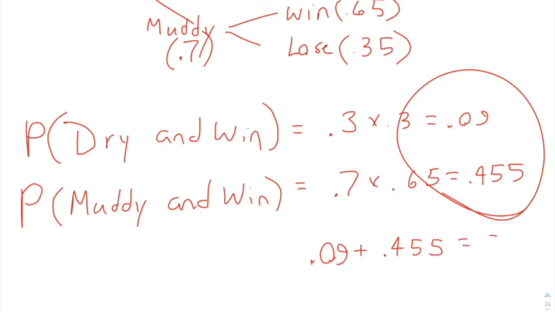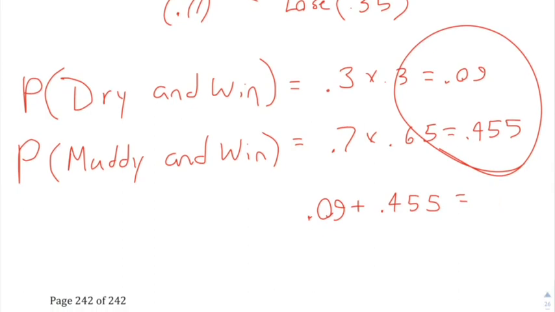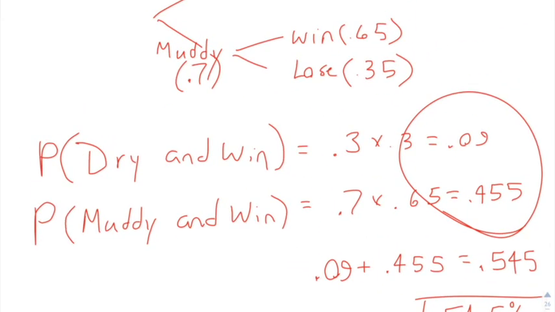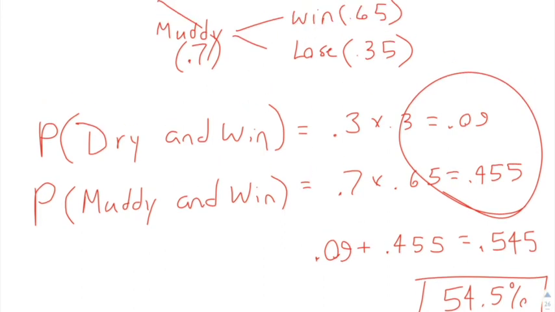So then for the combined winning percentage, you just take your 0.09 and your 0.455, and that gets you, I'm sorry, 0.545 right there, or you could say 54.5%. So that is the probability that they will win, period. That's not considering the muddy or the dry, that's just the overall percentage they have to win. Anyways, that is it for our lesson.